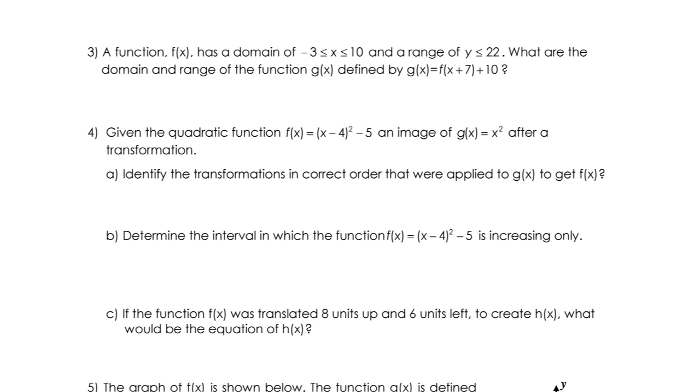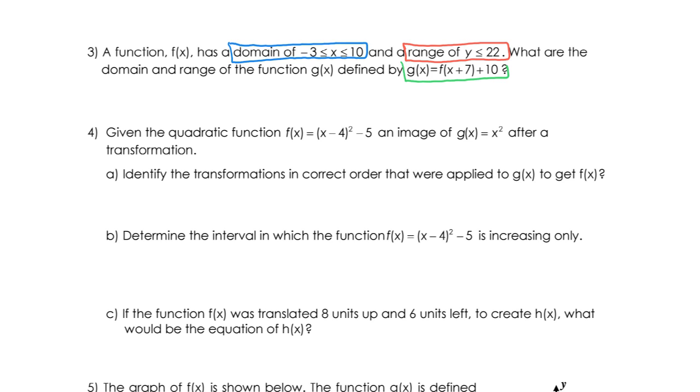Right, guys, we're on the back side of Unit 4, Day 1 notes, and number 3 says that a function f of x has a domain of -3 to 10, including them. So you can see the equal sign. This is actually in set notation, not interval. And then it also has a range of y is less than or equal to 22, so all values from 22 to -infinity. What are the domain and range of the function defined by this?